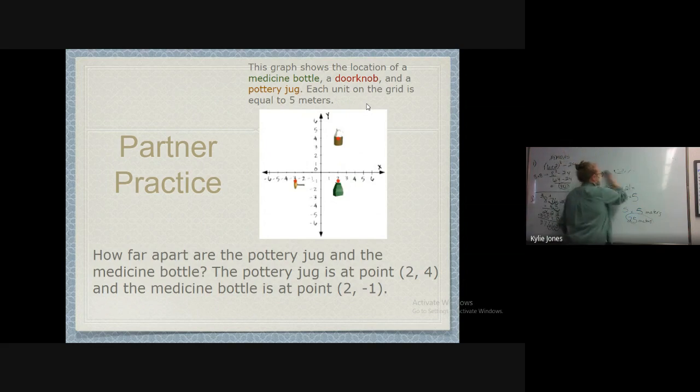So instead you're just using meters this time? Well, you find the distance and you have to multiply by the amount of meters that each unit is. Yep.